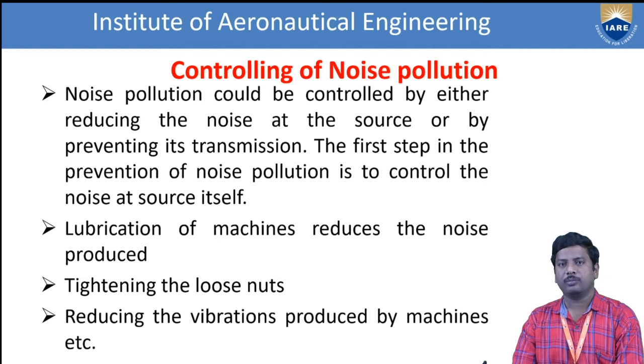So now we see, based on the above effects of noise pollution, how to control this noise pollution. Noise pollution could be controlled by either reducing the noise at the source or by preventing its transmission. The first step in the prevention of noise pollution is to control the noise at the source itself. So lubrication of machines reduces the noise produced, because lubrication reduces friction, that's why noise is also reduced. Tightening loose nuts and reducing the vibrations produced by machines, etc.